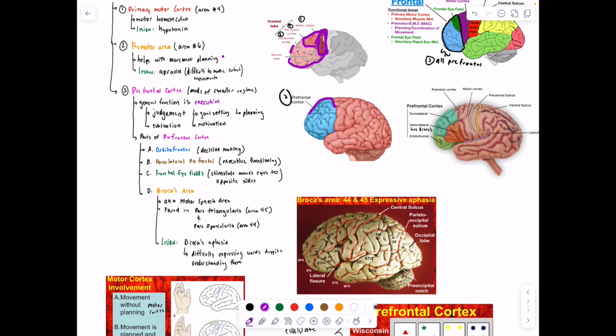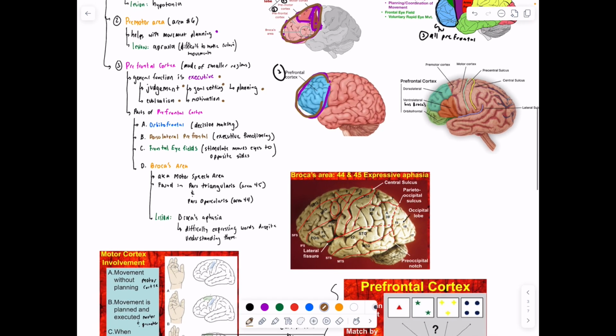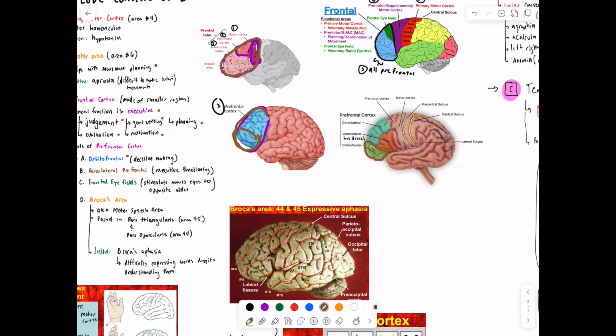Then the final area is the prefrontal cortex. This whole region is frontal cortex, right, but this is prefrontal cortex. The prefrontal cortex deals with executive functions, so judgment, evaluation, goal setting, motivation, planning. Then you have different parts of the prefrontal cortex, and I thought this was very confusing in the notes. We have the orbital frontal part, which is in the very front, and we can see that here, and this is going to be the decision-making part.